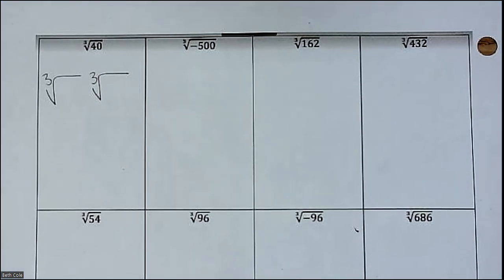Hey, Miss Cole, do I have to write the little 3 on all of them? Yeah, because if you don't, then now it's a square root instead of a cube root. So you have to put that. You need 2 numbers that multiply together to equal 40. One of them's got to be on this list. Go ahead. 8 times 5.